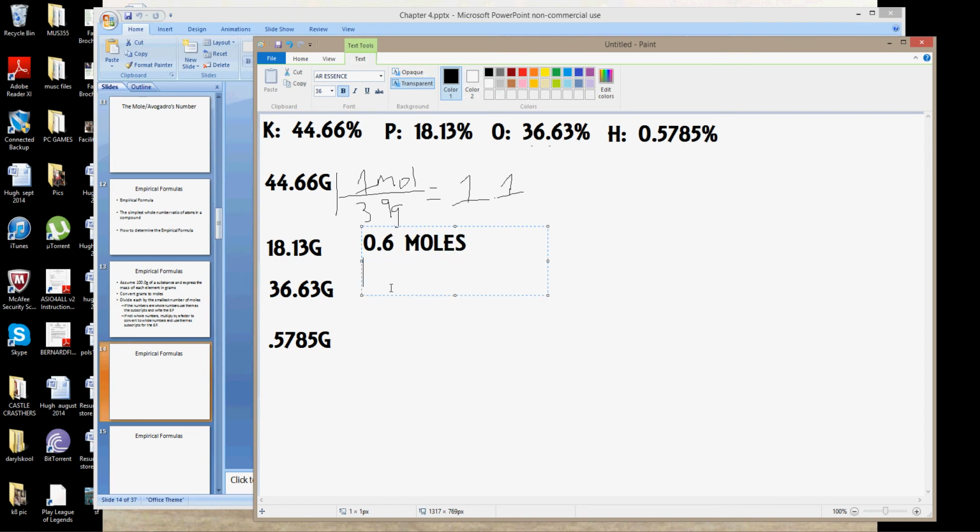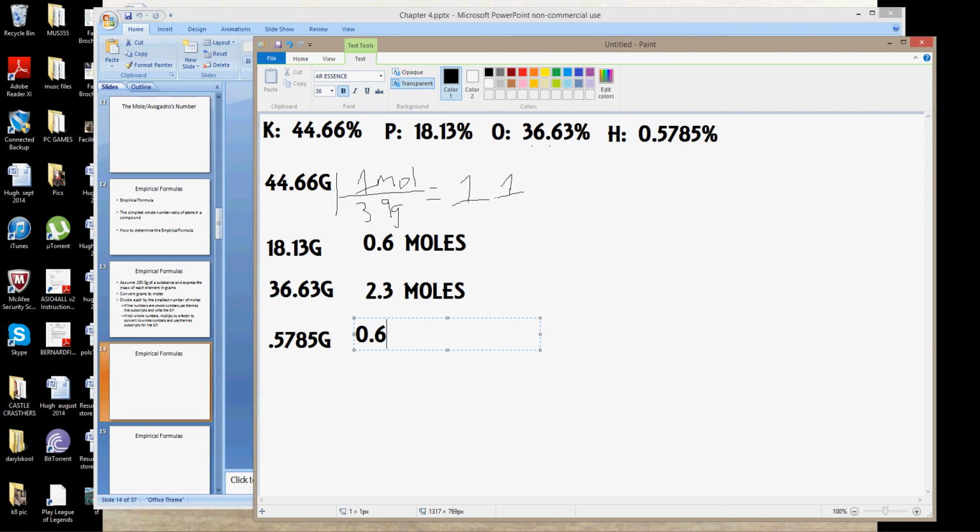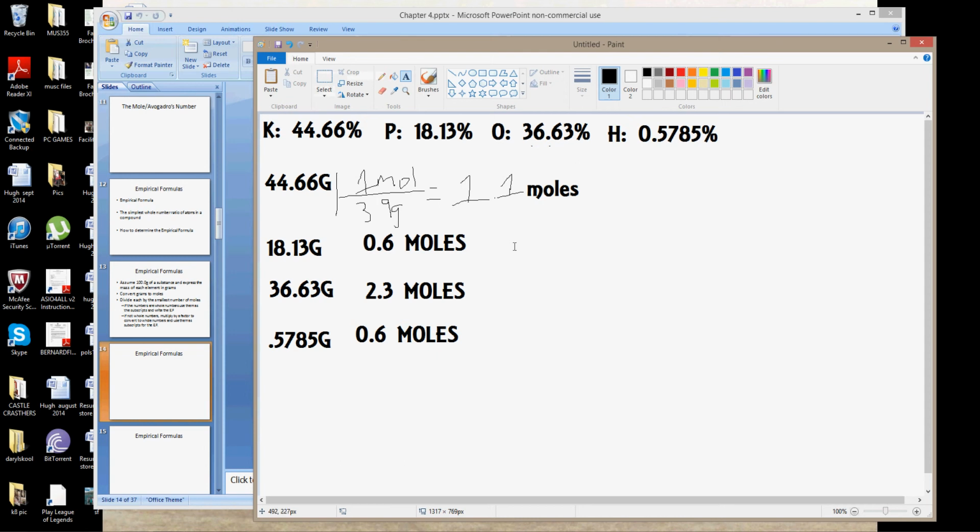Now just put moles. This one is 2.3 moles. This one is 0.6 moles, also. This is moles too. Alright, so you get these moles, right? Now you look at all of them: 1.1, 0.6, 2.3, 0.6, and you look at the lowest one. Which is the lowest one? 0.6, right? So you're going to divide each one by 0.6.